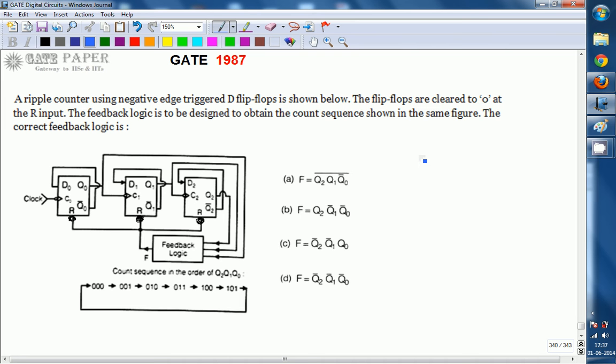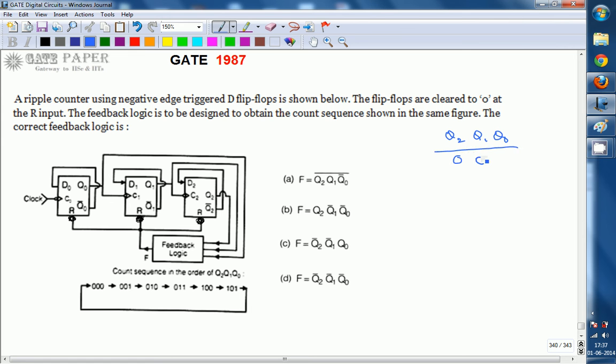The correct feedback logic is, so what must be the feedback logic? What is the gate you are going to connect over here such that it follows this sequence? It is going through the count sequence Q2, Q1, Q0. This is the count sequence.